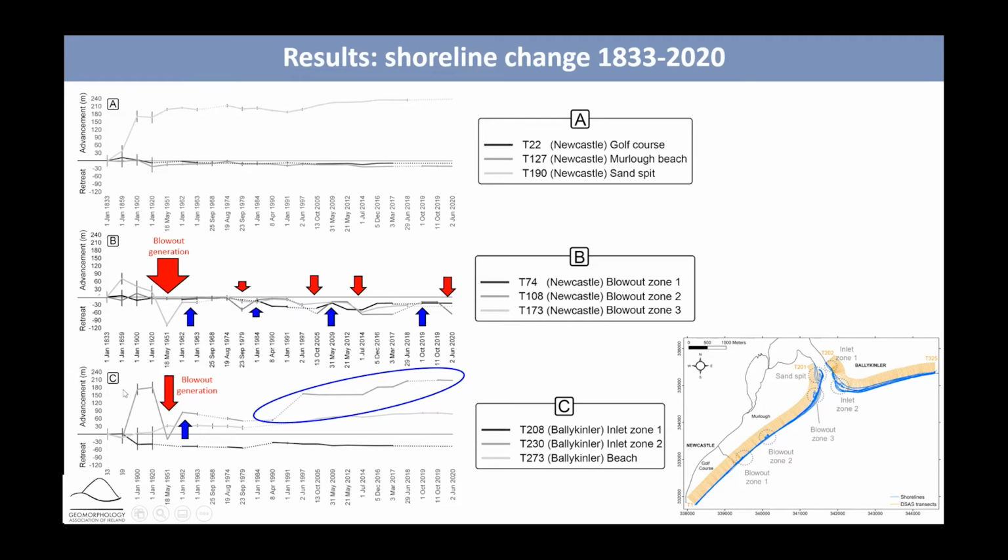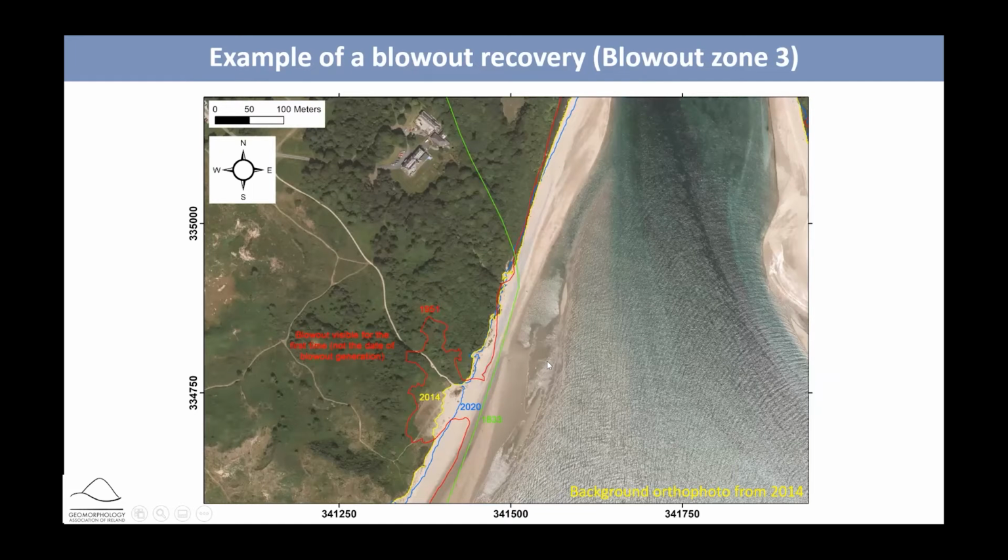In Ballykinler, in frame C, you can see that after the only single blowout generation, there was a recovery that continued also in recent years, where this area is actually advancing at a faster rate compared to the rest of the beach. So this is a visual example of how a blowout was generated, visible in the 1951 aerial photos. You can see how then the blowout, so the vegetation line, basically recovered.